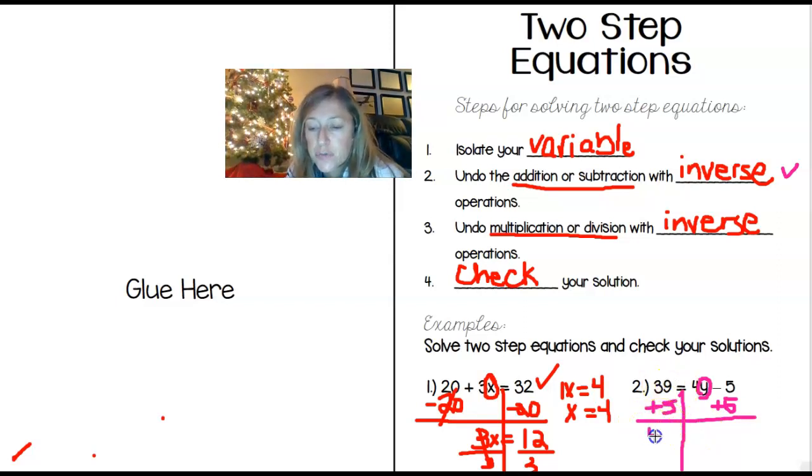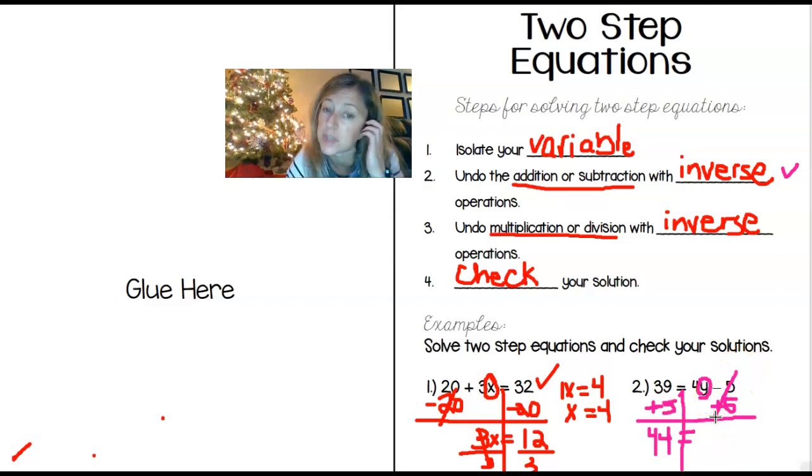39 plus 5 is 44. Equal sign. And all that's left, because adding a 5 undoes the negative 5, is a 4y.